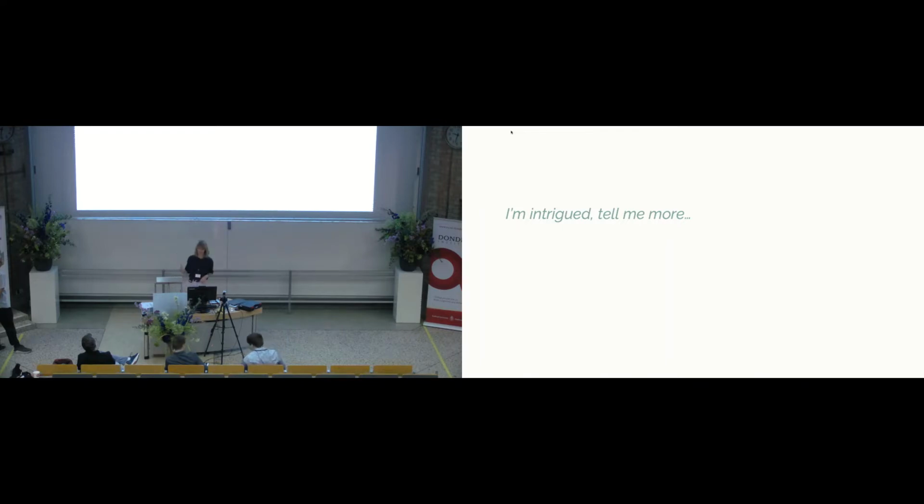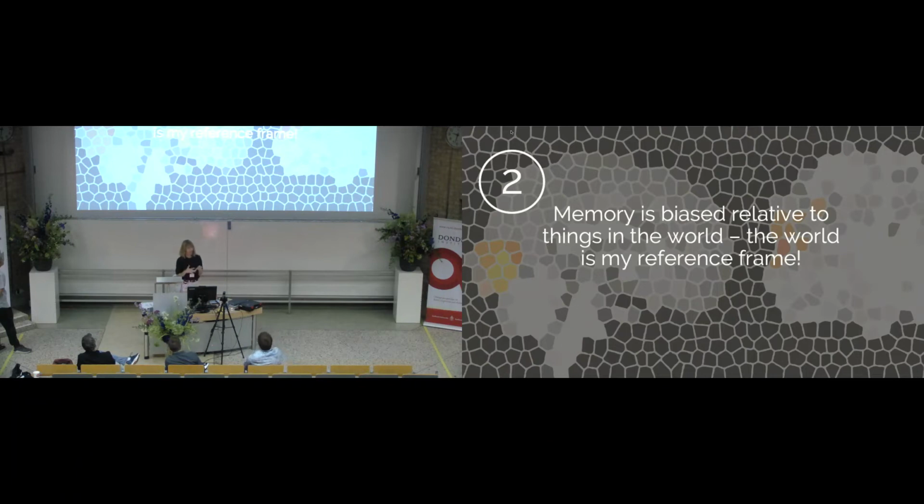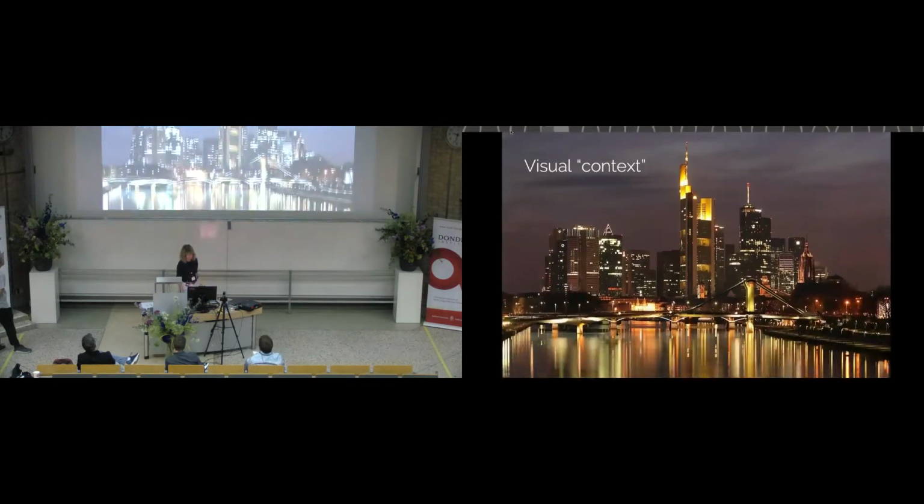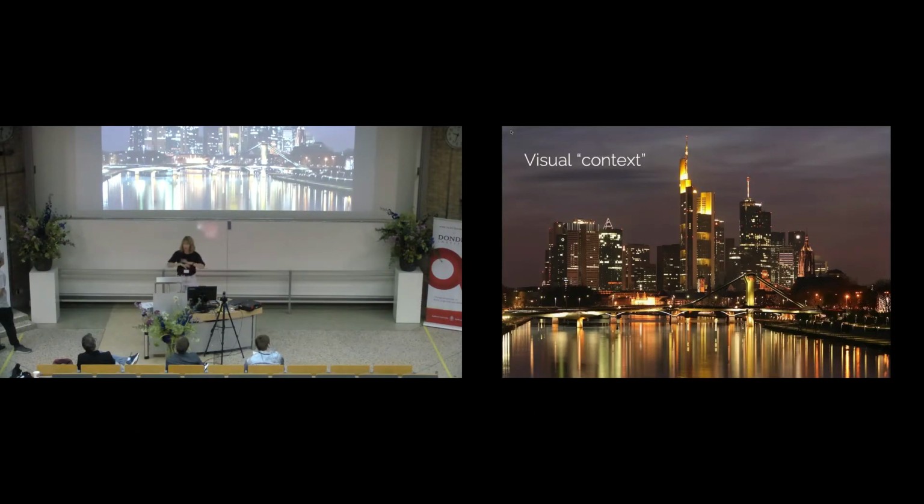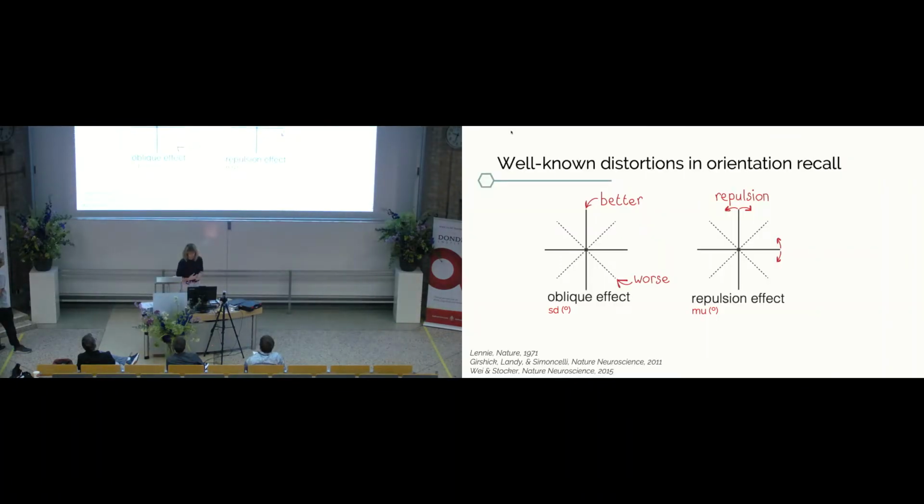Now you're asking, tell me more. That's what we're going to do. The next thing we observe is that memory is actually biased relative to things in the world. It doesn't even have to be a distractor on the screen. It could just be the screen itself. What do I mean by that? We have all this visual context. For example, this is the Frankfurt skyline. There's lots of vertical and lots of horizontal orientations here, and that is kind of true for the natural world in general. And this is hypothesized to lead to very well-known distortions in orientation recall.